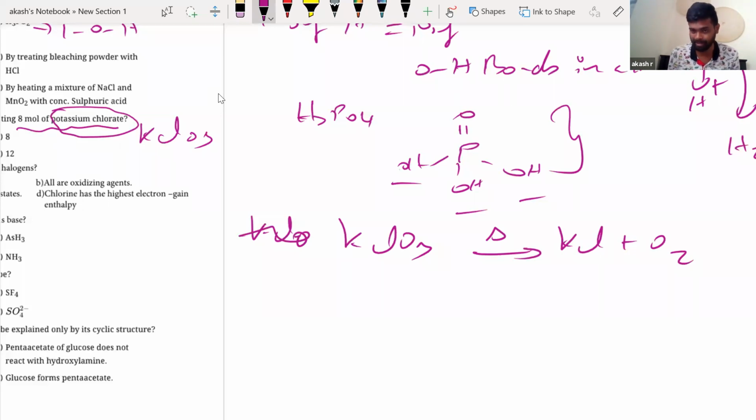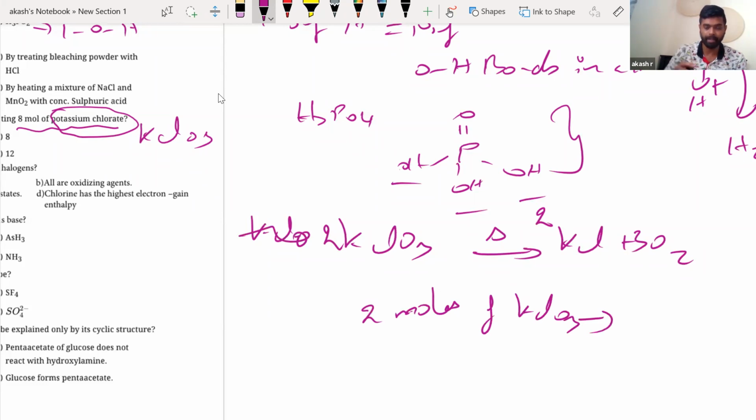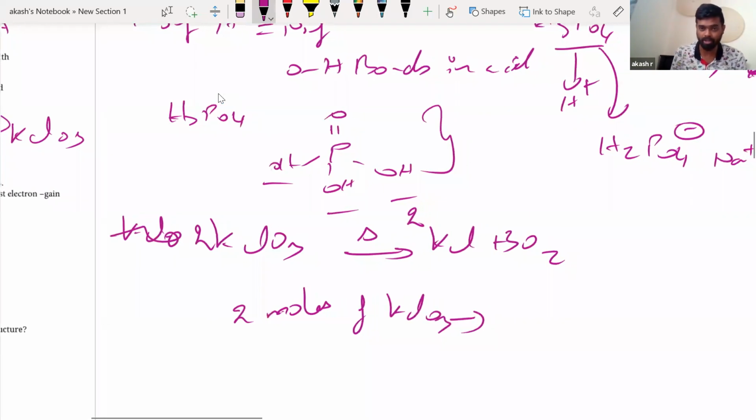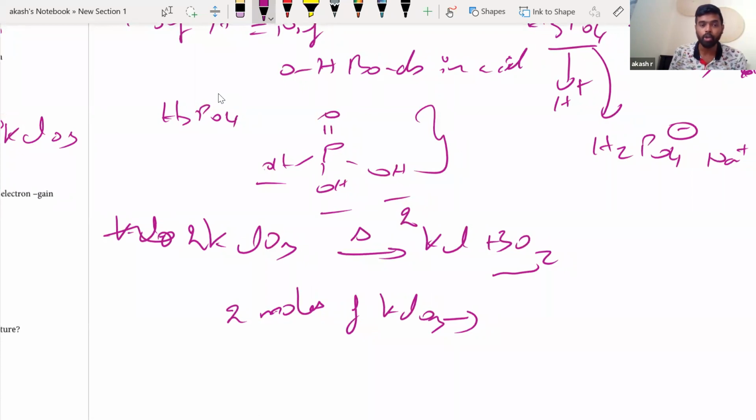Now let me balance this. If I put a 2 here and a 2 here, oxygen becomes 6. So this is what I have. What do you understand from the stoichiometry? I'm talking about oxygen because that is what is asked in the question. 2 moles of KClO3 gives me 3 moles of O2, right?